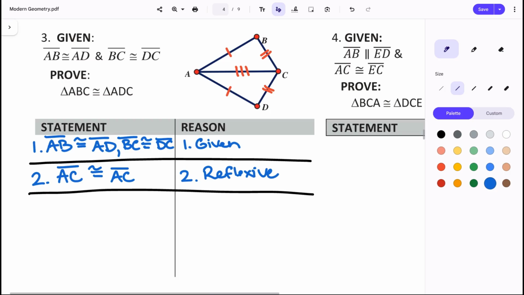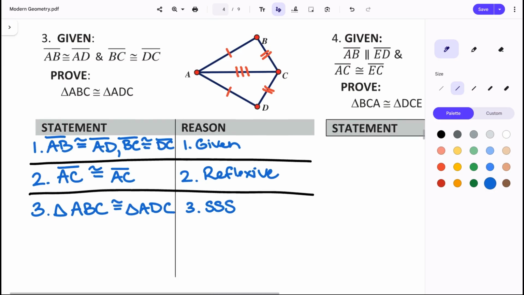Do we need to add anything else, or do we have enough to say that these triangles are congruent? Do we need more, or are we good? We're good, because what test can we use? SSS. So triangle ABC is congruent to triangle ADC because of side, side, side. Very good. Questions on that one?